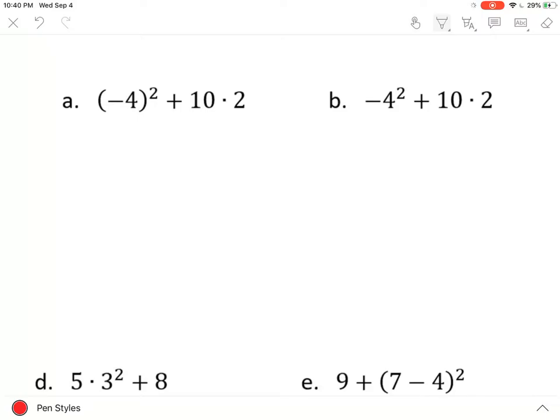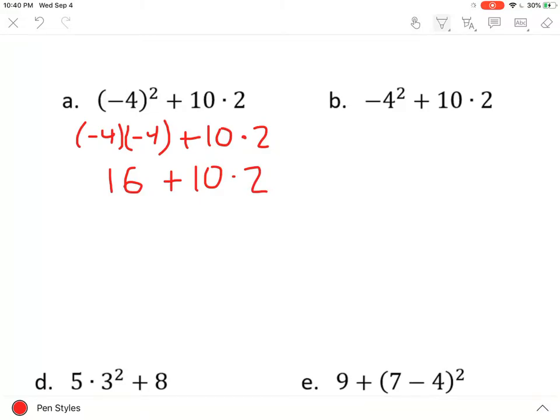Good, hopefully you said parentheses on A and no parentheses on B. So we know that what's getting squared is actually the only big difference. But it's going to have a really big difference in the outcome of the problem. So when we do this problem, what's being squared on A is the parentheses. So we have to have -4 in parentheses times -4 in parentheses. And so -4 times -4, same sign, positive, gives us a 16 plus 10 times 2. Now we're ready for the multiplication step, left to right, 16 plus 20. And now we're ready for addition. 16 plus 20 is 36.